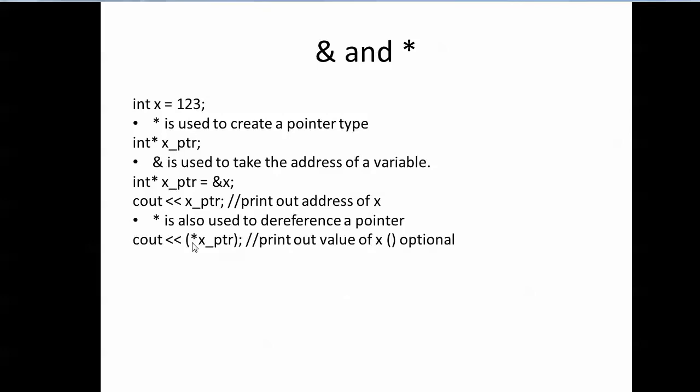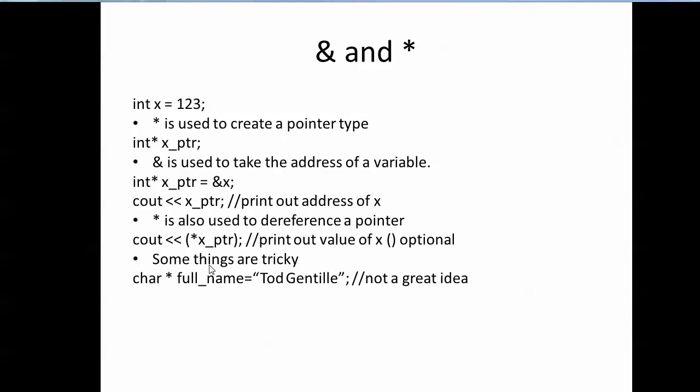So doing this, the star and these parentheses are just here for clarity. They're optional. But you dereference x pointer. This statement is going to print out 123. This says dereference x pointer, so give me whatever its address points to, and give me that value.